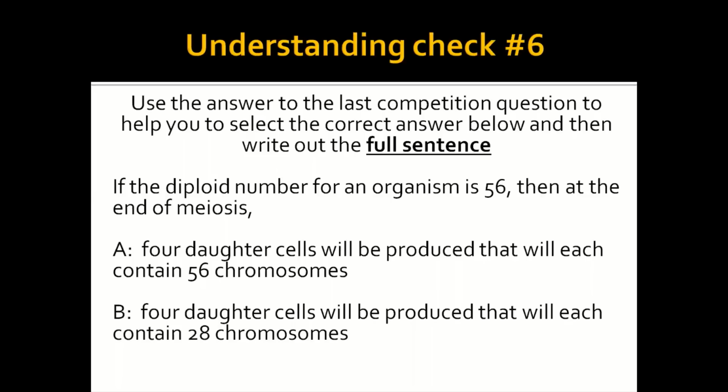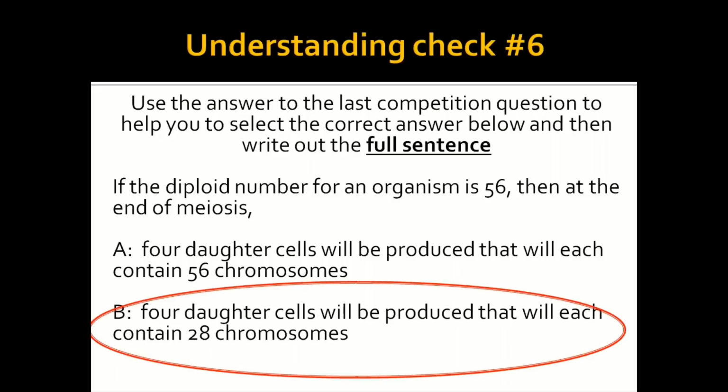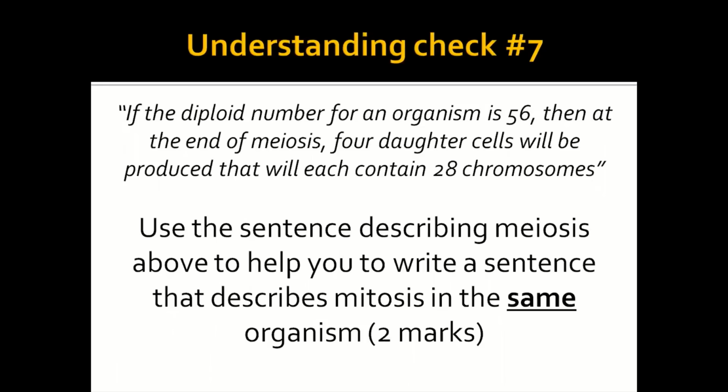Statement A is 4 daughter cells will be produced that will each contain 56 chromosomes. B, 4 daughter cells will be produced that will each contain 28 chromosomes. So statement B is correct. If the diploid number of an organism is 56, then at the end of meiosis, 4 daughter cells will be produced that will each contain 28 chromosomes.